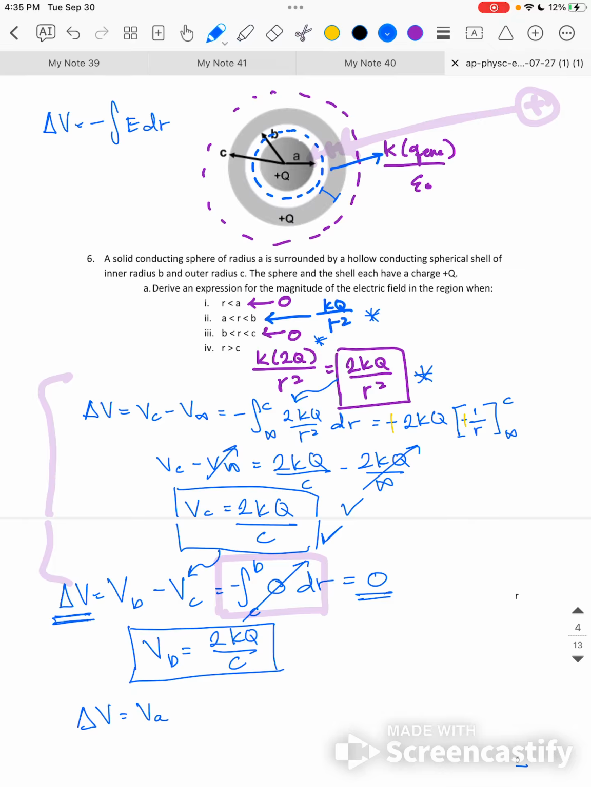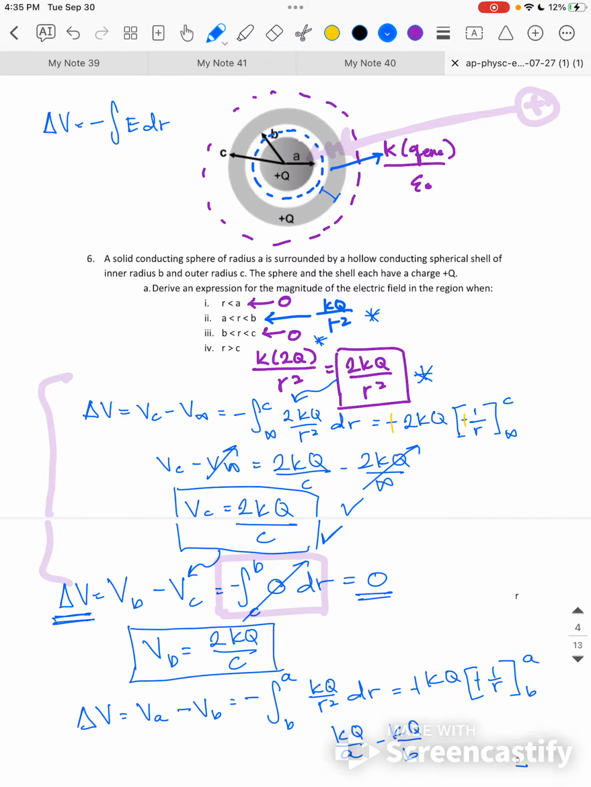In this scenario, we go from VB to VA, which is V final minus V initial. We take the negative integral from B to A of the new electric field between B and A, and that's kQ over r squared dr. And then we are going to integrate this the way we did the last time. And that gave me negative 1 over r from B to A. And we're going to plug in our values. These turn into positives. I get kQ over A minus kQ over B.